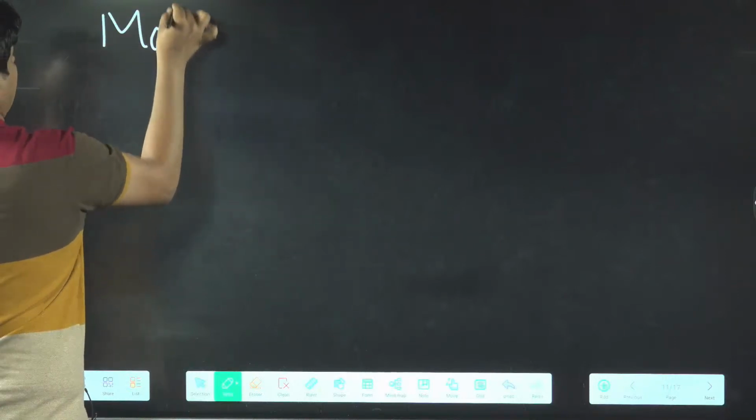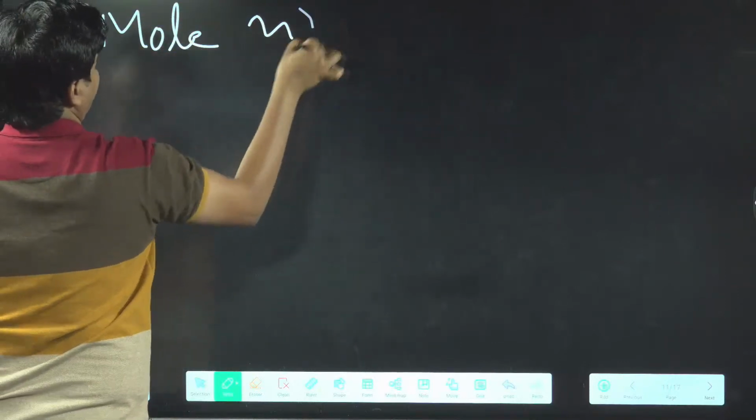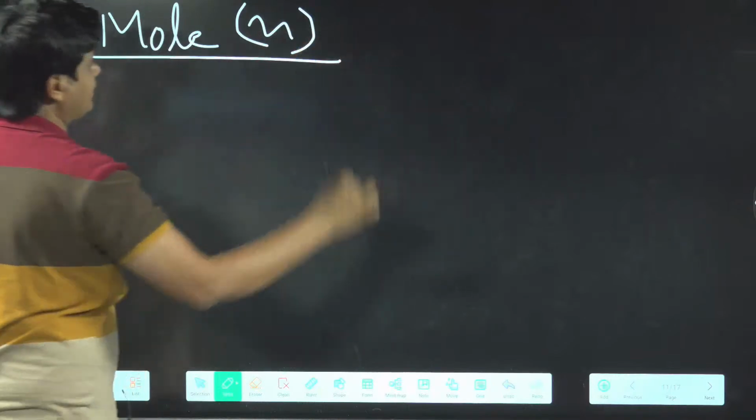Now we will try to understand different formulas related to the mole.